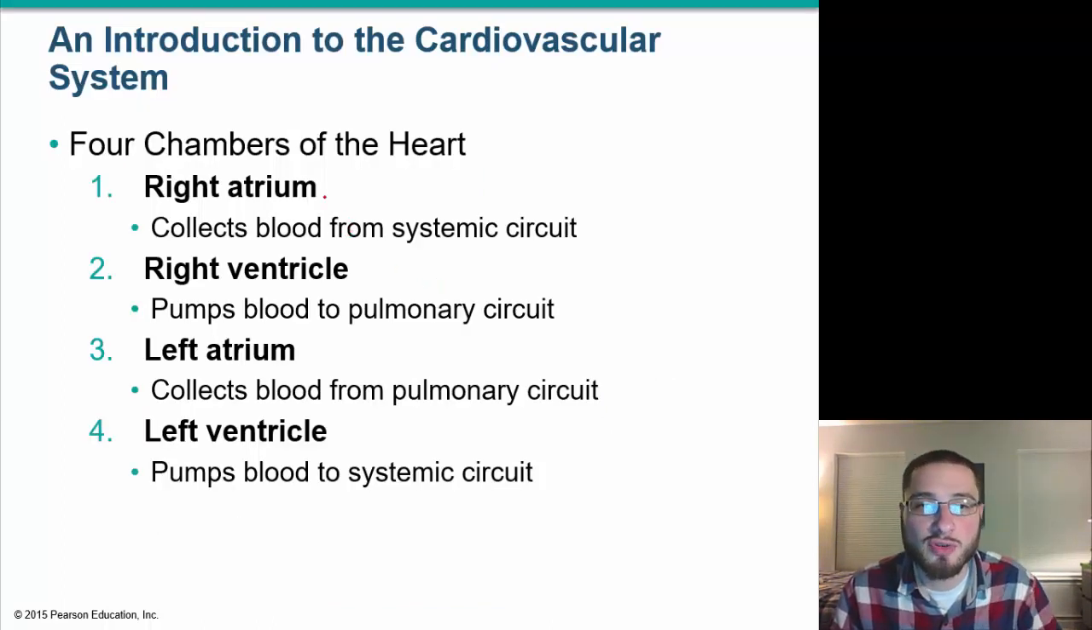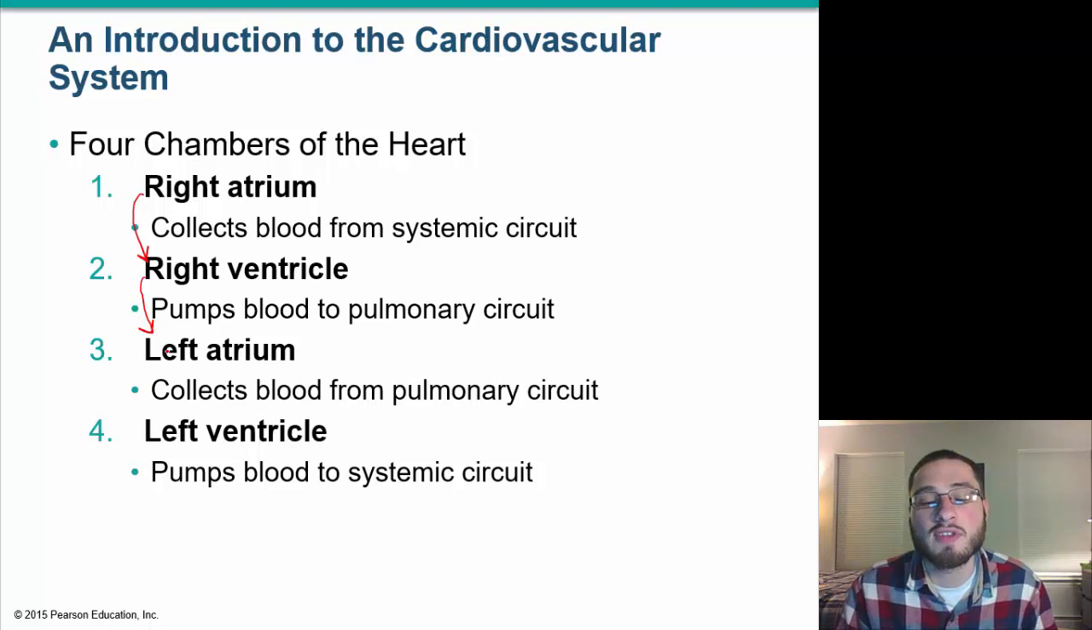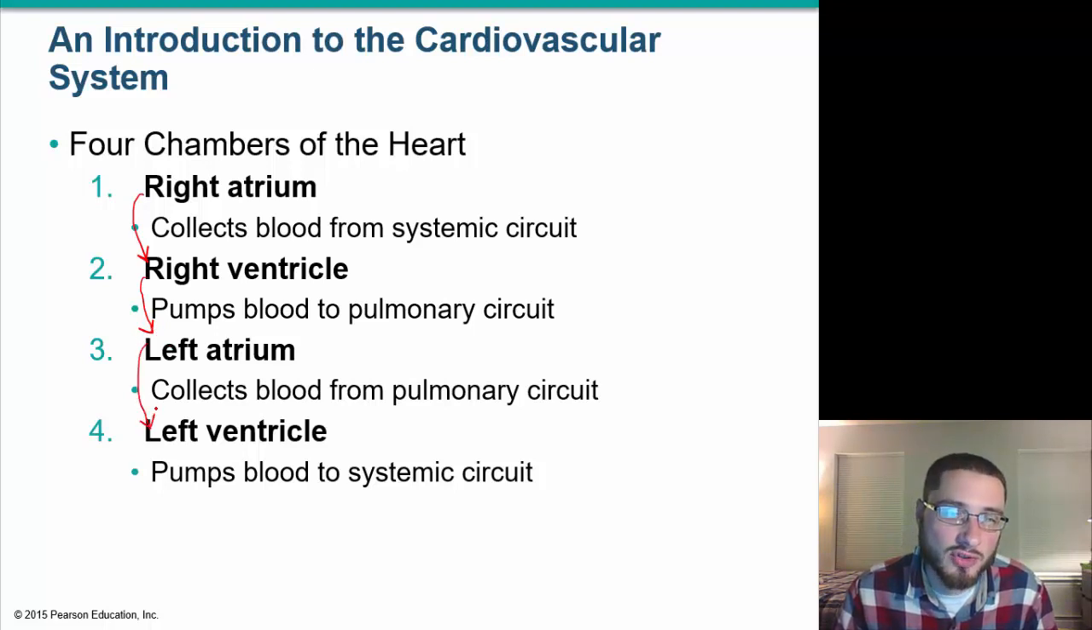Like I said, you have that right atrium, and the blood is going to flow from that right atrium to that right ventricle. From the right ventricle, it's going to go to that pulmonary circuit. Coming back through that pulmonary circuit, you're going to have the blood go to the left atrium, and from the left atrium, it's going to go to the left ventricle, and then it is going to be pumped to the systemic circuit. All right.